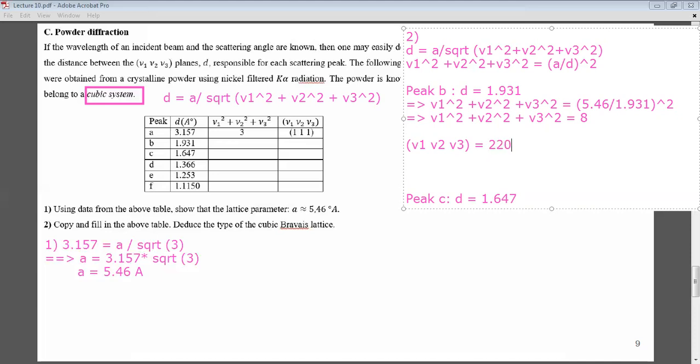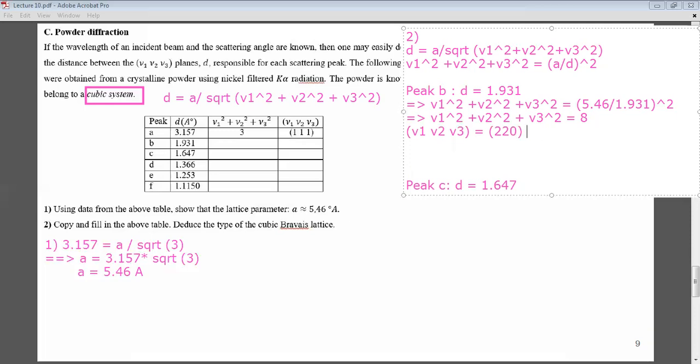And 4 is 2 square, right? So if I take, for example, the plane 220, here I have to think, like, do trial and error. If I take 220, so V1 is 2, V2 is 2, and V3 is 0. Now V1 square is 4, plus 4 plus 0, this gives me 8. So indeed, V1, V2, V3 equal 220 is correct. Also 202 is correct, and 022 is correct.